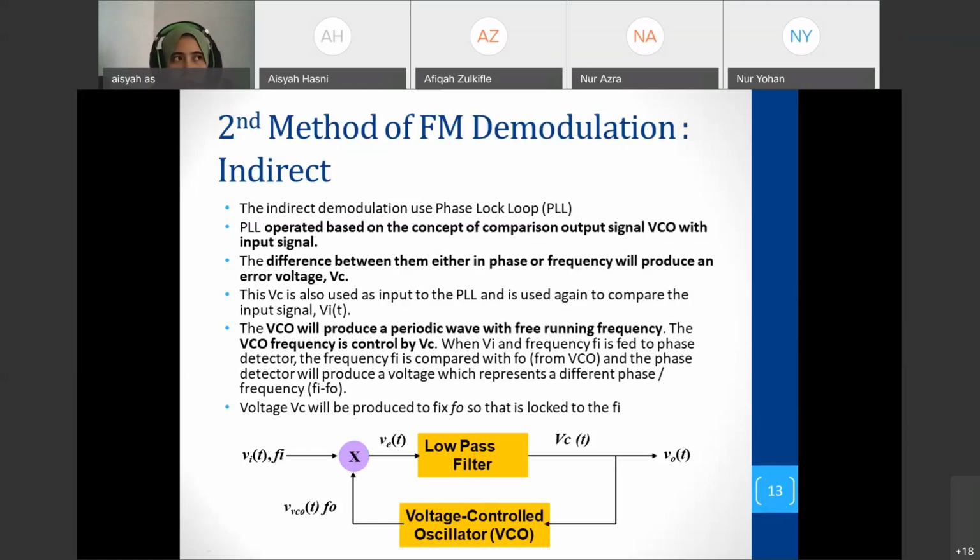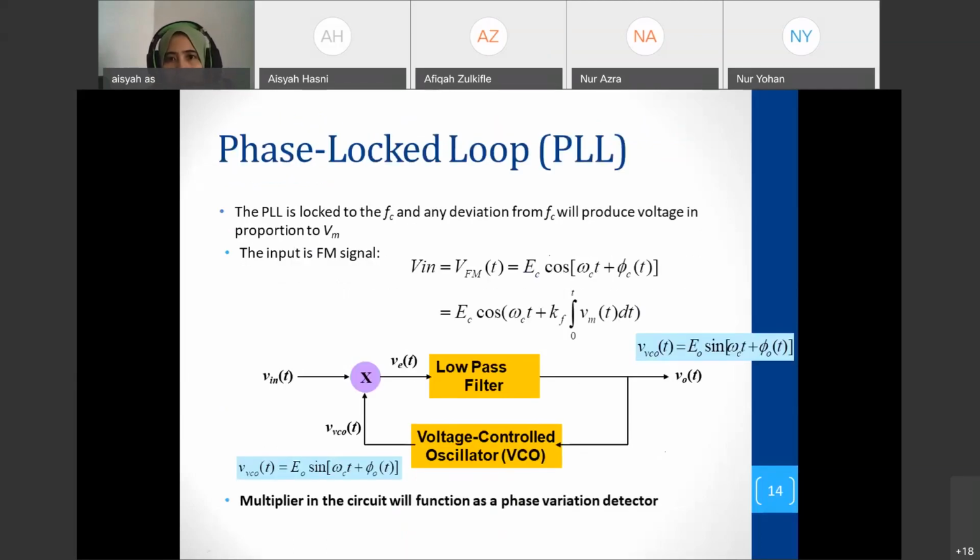So that's why for FM demodulation by the indirect method, it allows the frequency changes at the input to be converted to voltage changes. The main process of demodulation is from frequency changes to voltage changes, and in the PLL it is also like that. For example here, this multiplier in the circuit will function as a phase variation detector. So it detects the phase variations.